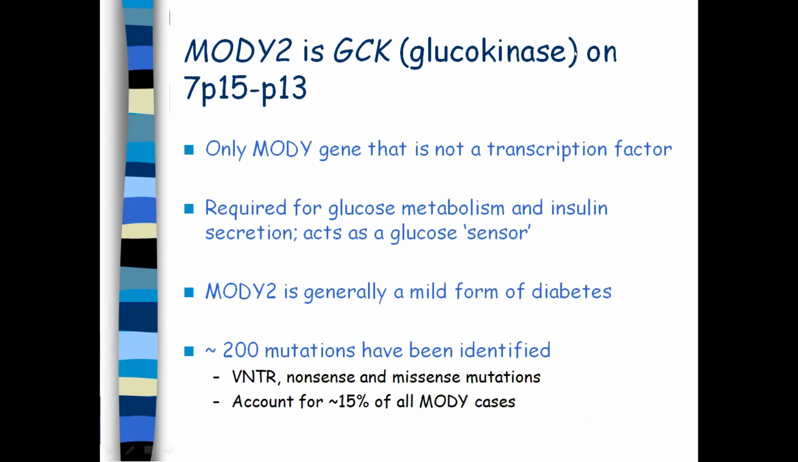Then another is glucokinase, the only MODY gene that is not a transcription factor, and it is required for glucose metabolism along with insulin secretion. So it acts as a glucose sensor. MODY2 is generally a mild form of diabetes. Approximately 200 mutations have been identified in this gene, and they are nonsense and missense mutations, which account for approximately 15% of the cases.